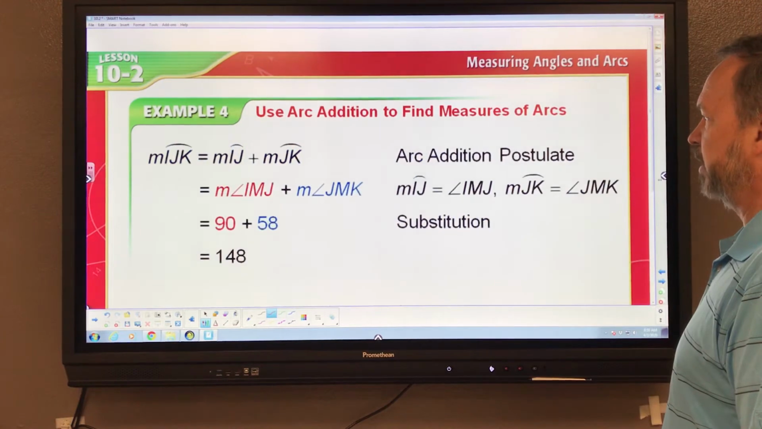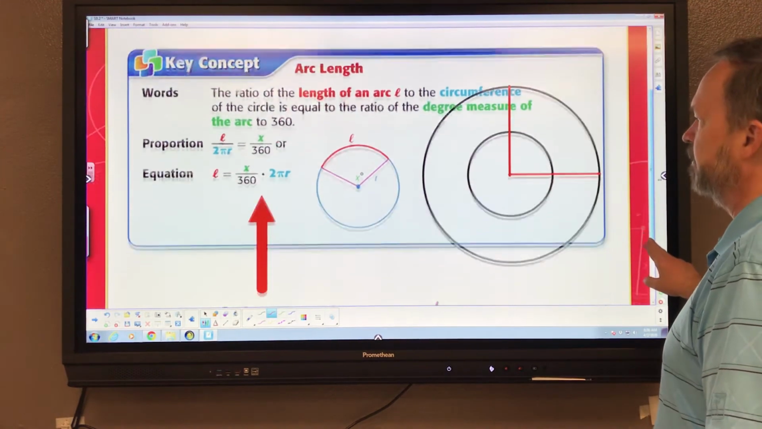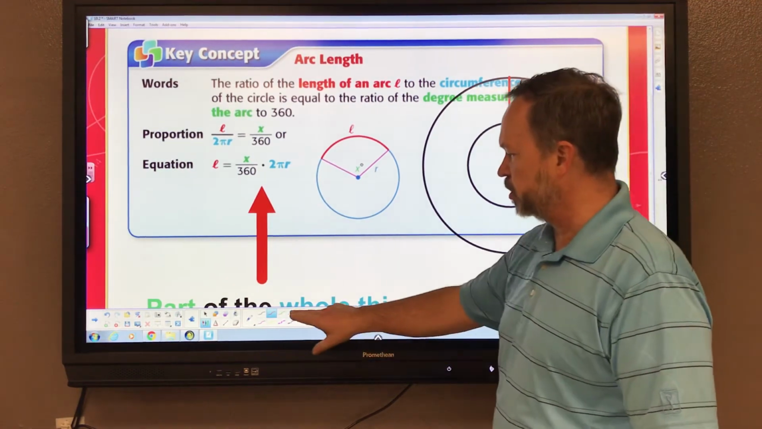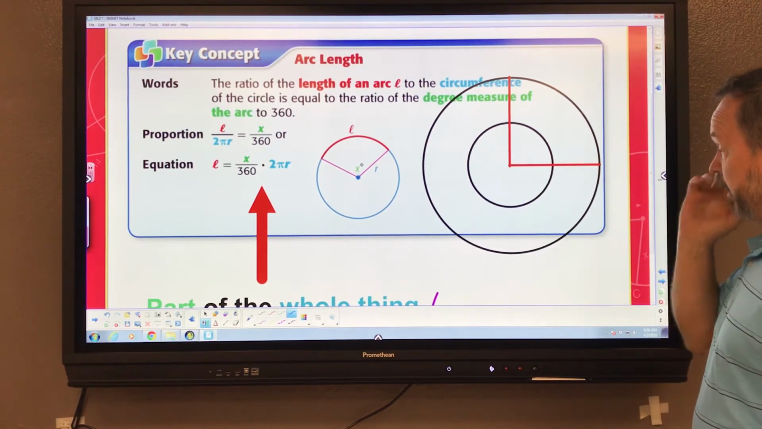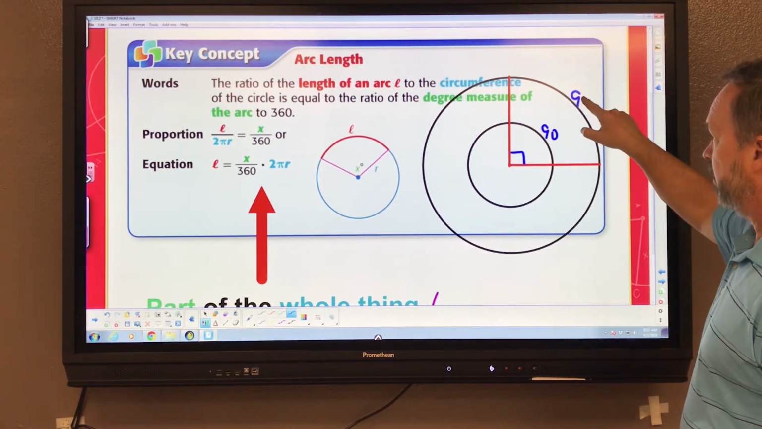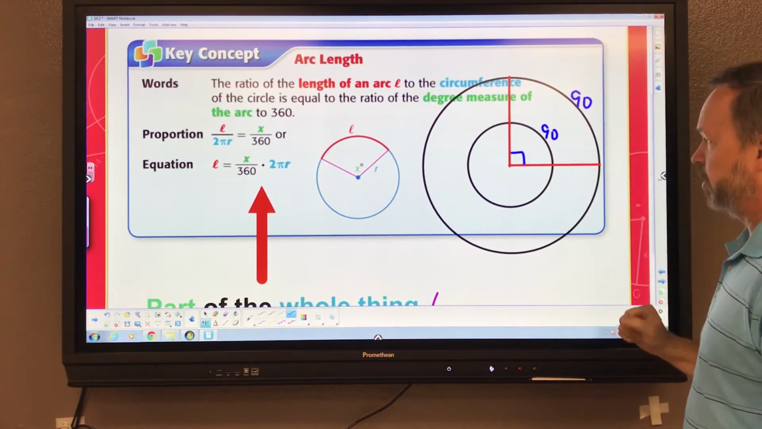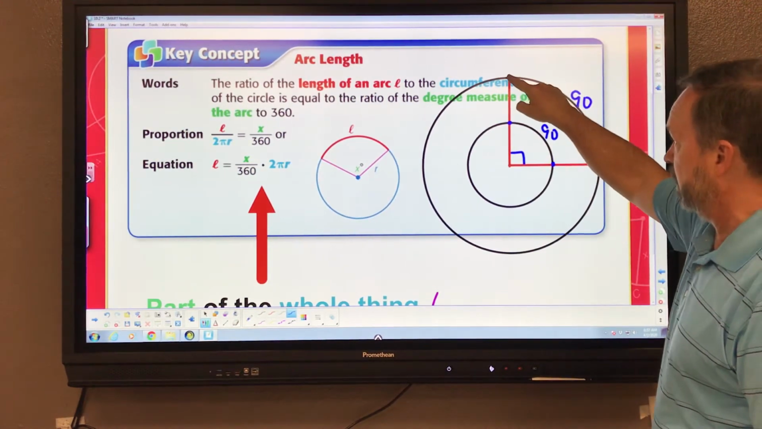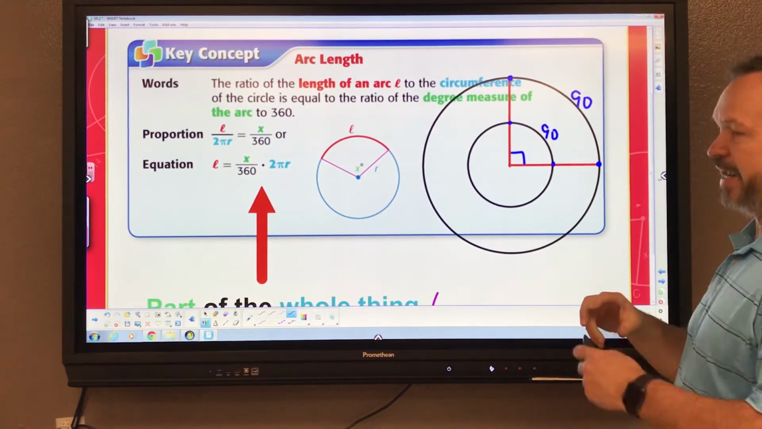But I want to get to arc length because that's the big piece of this lesson, is the arc length. Here is arc length. Now, the arc measure and the arc length are two different things. Let me just show you here in this picture. We have two concentric circles. They share a center, right? Now, if this is a 90-degree angle, then this measure is 90 and this measure is 90 because the central angle is the same as the arc. The arc is the same as the central angle. So the measure of this arc from here to here and from here to here are both 90. But those are obviously not the same length.